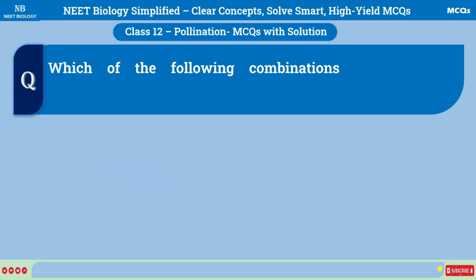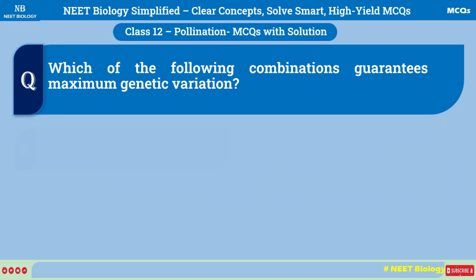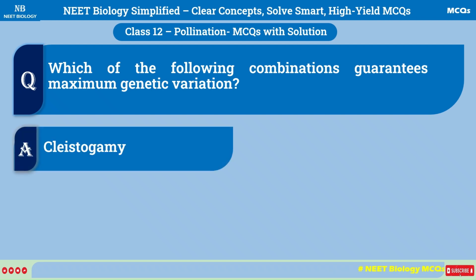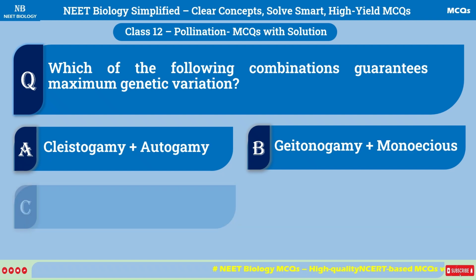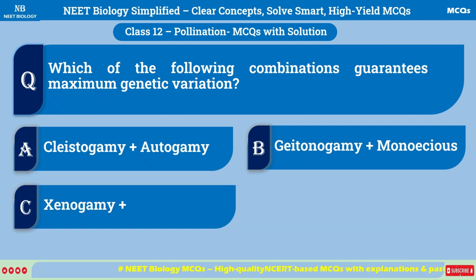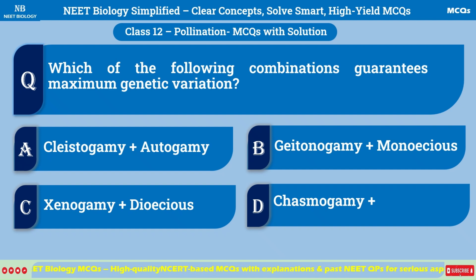Which of the following combinations guarantees maximum genetic variation? A. Cleistogamy plus autogamy. B. Geitonogamy plus monoecious. C. Xenogamy plus dioecious. D. Chasmogamy plus autogamy.